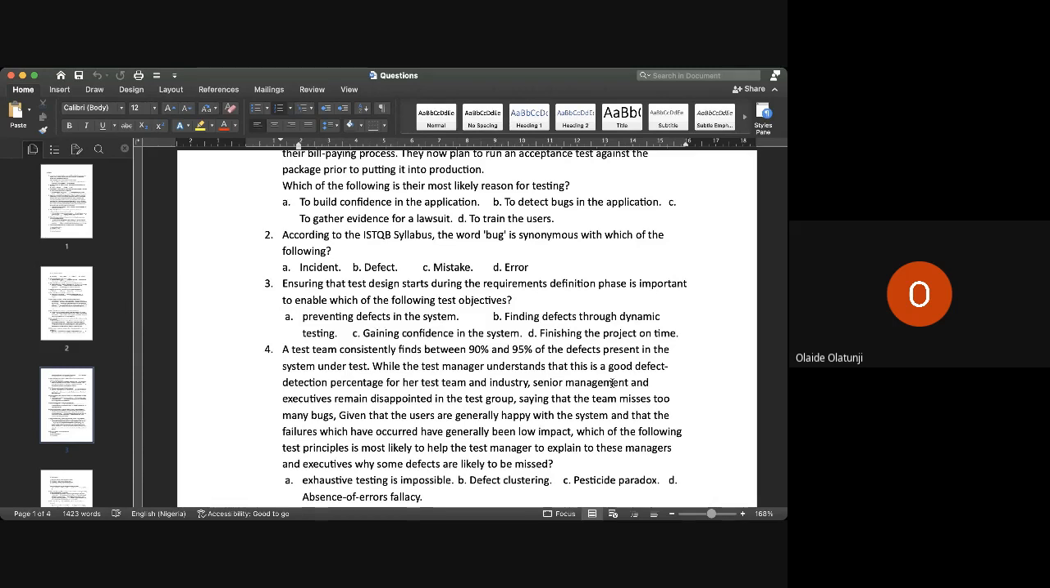So you're saying it's gaining confidence? Yes, actually, the one you entered in the Excel is the correct one: preventing defects in the system. Ensuring that test design starts during the requirement phase. Yeah, that's the answer, preventing defects in the system. Gaining confidence in the system means you have started testing. It's only when you start testing that you start gaining confidence in the system.